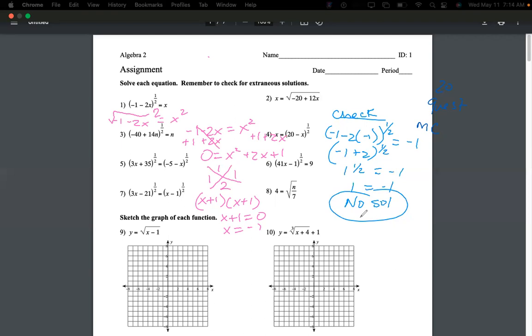Going ahead and moving along to number 2. It's kind of similar to what we did on the last one. So I want you to go ahead and try number 2 on your own, and then we're going to go over it in just a second.